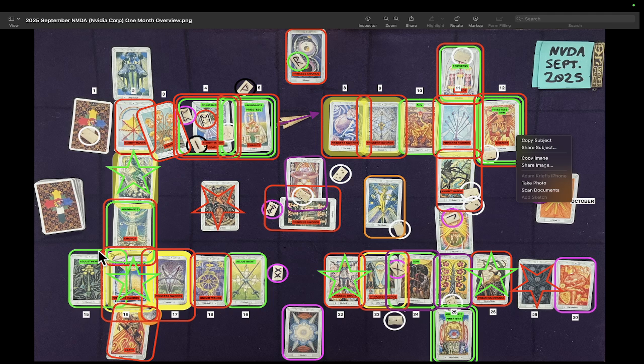I'm probably going to talk about this area over here as a trade opportunity at the end of the video, because these Ace of Swords are reliable trading strategies. I'll talk about it in just a moment.